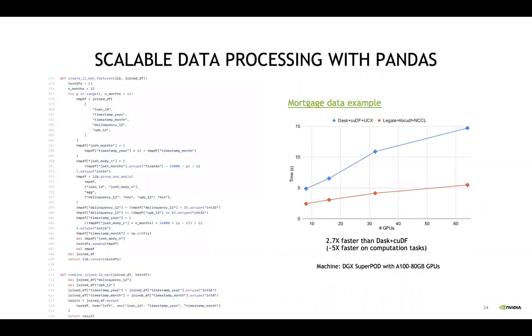And on the more realistic side of things, we took the mortgage data example, which is a full workflow analyzing the mortgage data for the past number of years using XGBoost, and we took the ETL side of that workflow and ran it with Dask cuDF or Legate NumPy, Legate Pandas. And we are 2.7x faster, and this is an actual example. So there's a lot of communication. It's an IO bound application. So we also compared purely the computation, and we're quite a bit faster there as well.